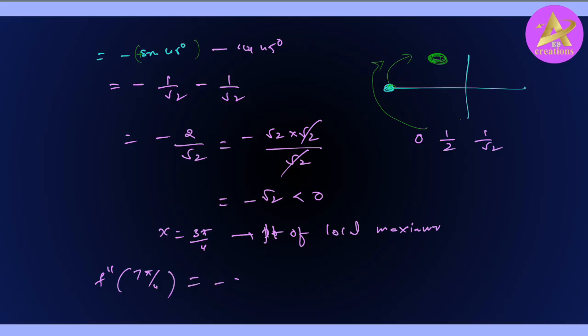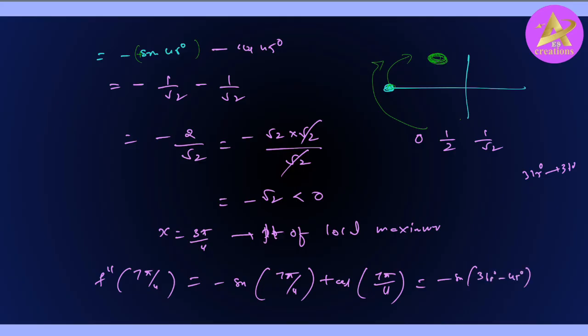If you simplify here, minus sine 7 pi by 4 plus cos 7 pi by 4. That is equal to 7 pi by 4, 45 degree into 7, 315. 315 degree is nearest to 360 degree. Can I write this as minus sine of 360 degree minus 45 degree plus cos of 360 degree minus 45 degree? 360 is nothing but 2 pi.